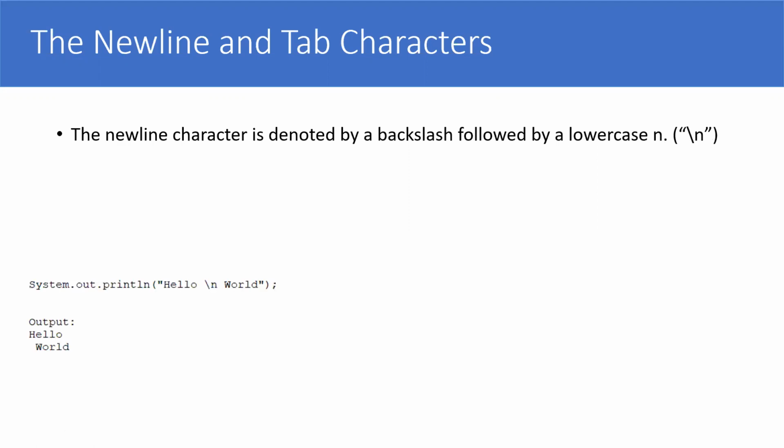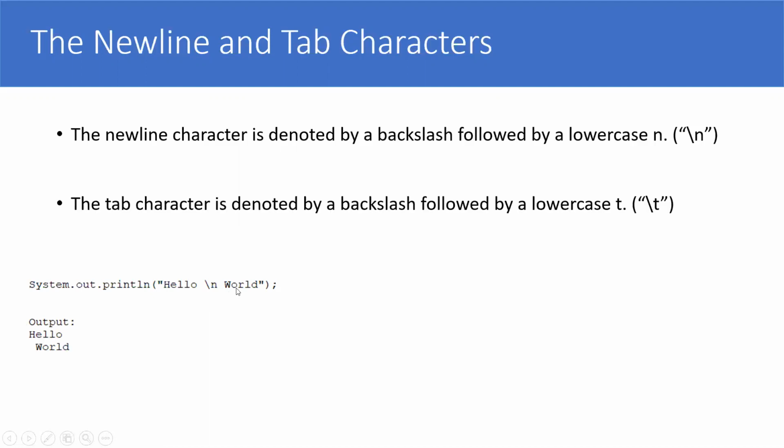Let's look at this small statement right here. We have System.out.println, and we're going to have Hello followed by a space, slash n, space, World. If you were to put this in the main method, it will print Hello, followed by a space, and then World. The space is because we have a space between the slash n and the World.